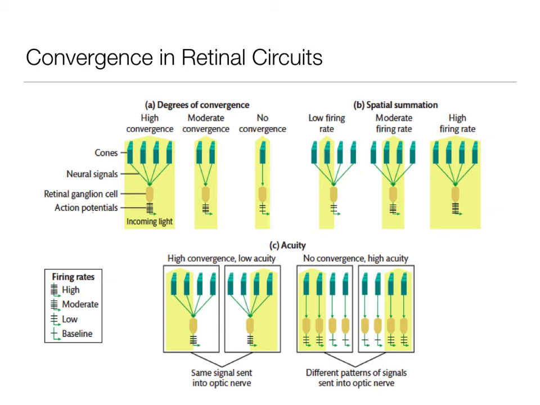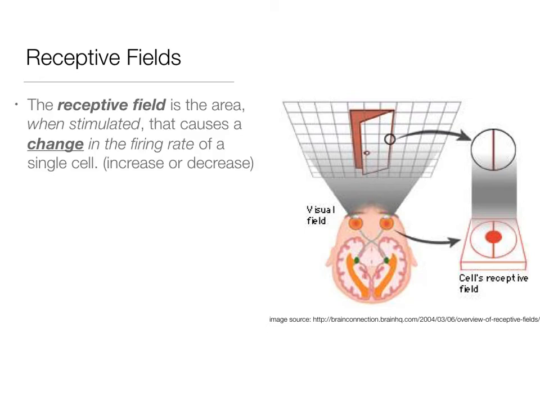Another thing I want to point out about these pictures, especially if you're looking at A, those highlighted areas around those cells, let's refer to those as receptive fields, okay? So that's how much receptive field is going into something. And we'll move on and talk about those some more. So a receptive field is the area that, when stimulated, causes a change in the firing rate of a single cell. Okay, so again, that's going to be that RGC. We're going to have a change in the firing rate of that. And it doesn't say an increase or a decrease.